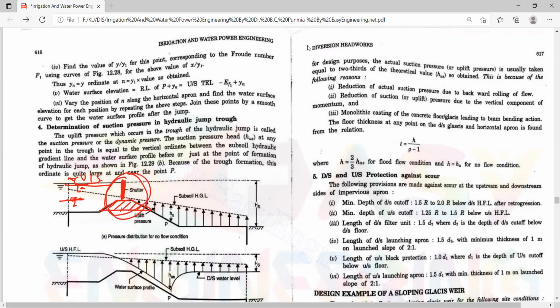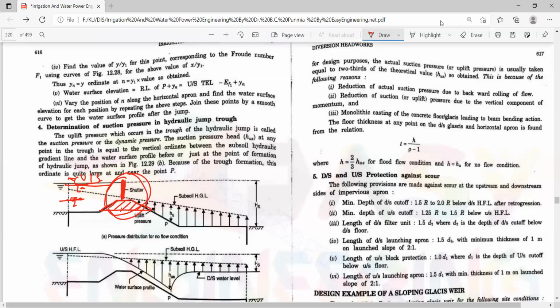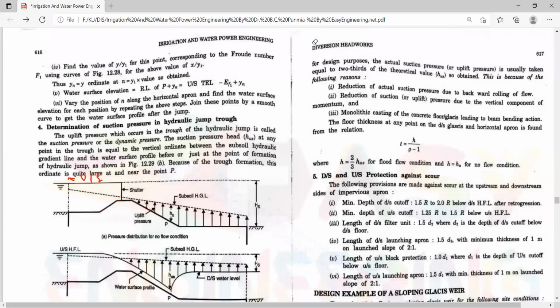Generally there are vertical drop weirs, glacis type weirs, and different types of weirs. Here in our curriculum we are seeing only the design of the vertical drop weir and the glacis type weir. In a glacis type weir, there will be a slope on the downstream side. That will be the glacis type of weir.